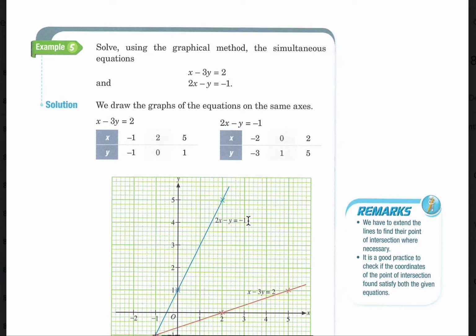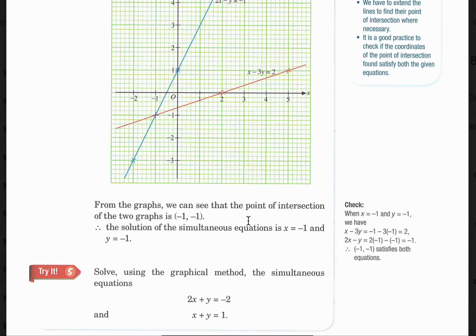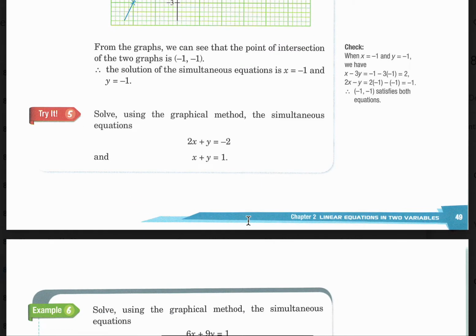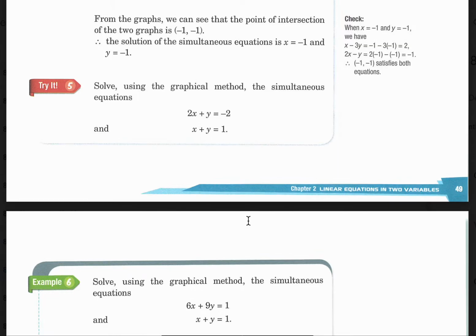Let's take a look at this next problem right here. Solve using the graphical model the simultaneous equations, or the system of equations, 6x plus 9y equals 1 and x plus y equals 1. So go ahead and pause the video.